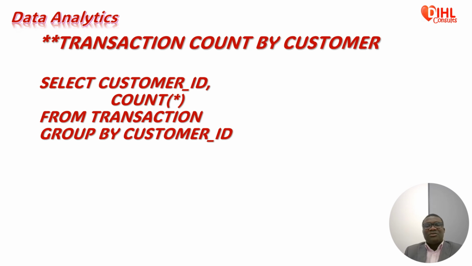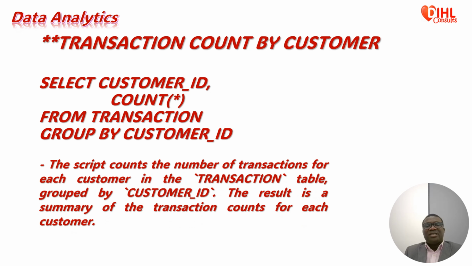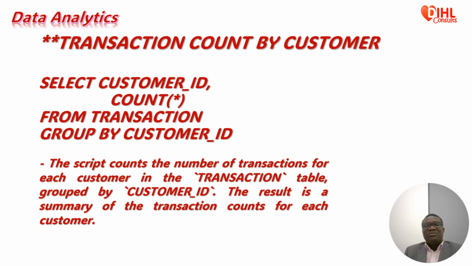And then you can also do transaction count by customer. So the table has customer ID. So we say select customer ID, count all from transaction, and then group by customer ID. So this will count the number of transactions for each customer in the transaction table, grouped by the customer ID. The result is a summary of the transaction counts for each customer.